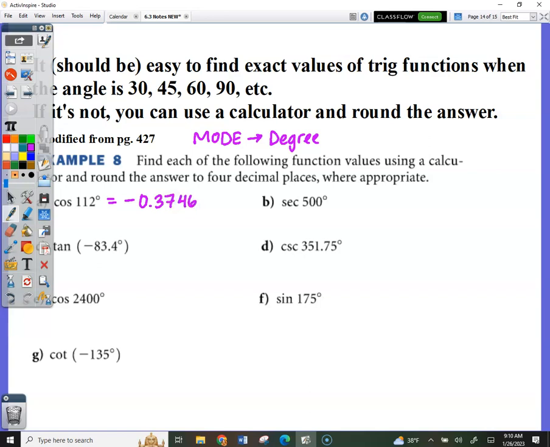Remember, when you get to a reciprocal function, I think you wrote this one, Adeline. That's the error. There's no reciprocal button. You have to remember what the reciprocal is. So secant of 500 will be the same thing as 1 over cosine of 500.